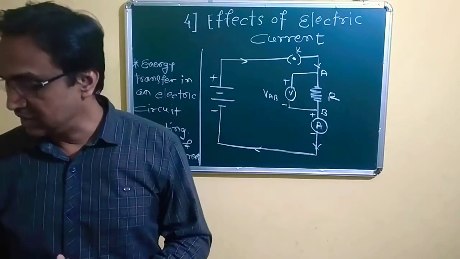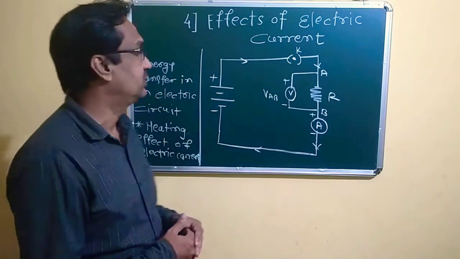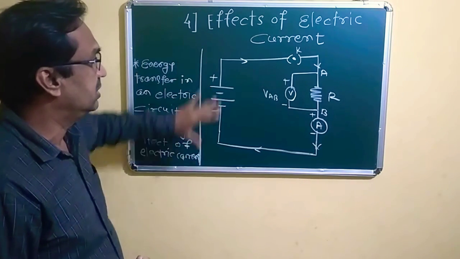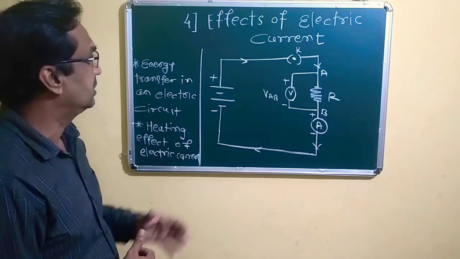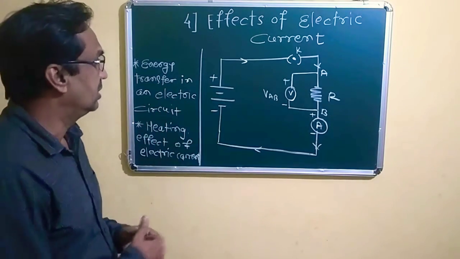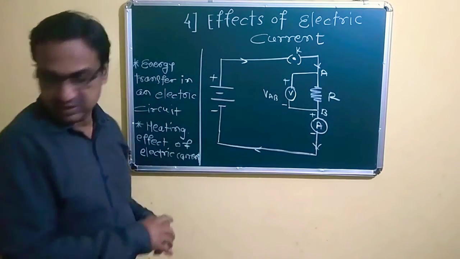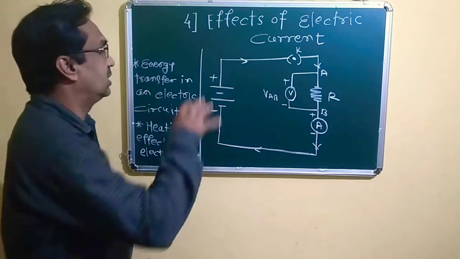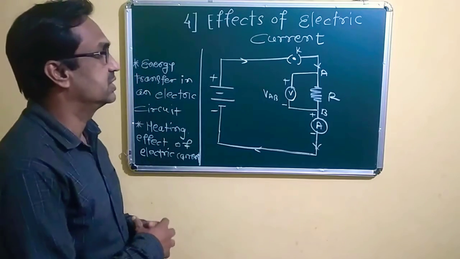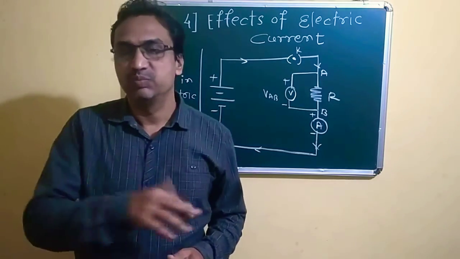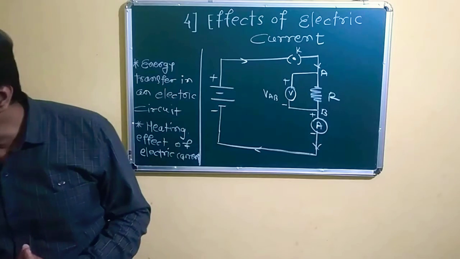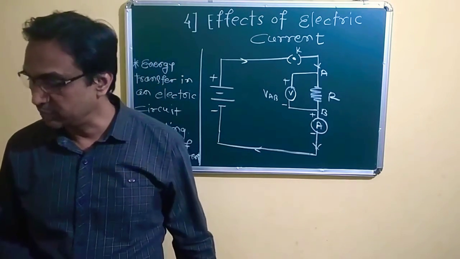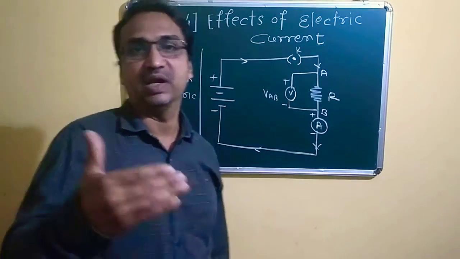For that particular thing we have to do an experiment. In that experiment there are a lot of gadgets and instruments, and these materials which we have used here we have to discuss in our home. But before that, on page number 47 they have shown figure 4.1, effects of electric current. What are the effects of electric current?